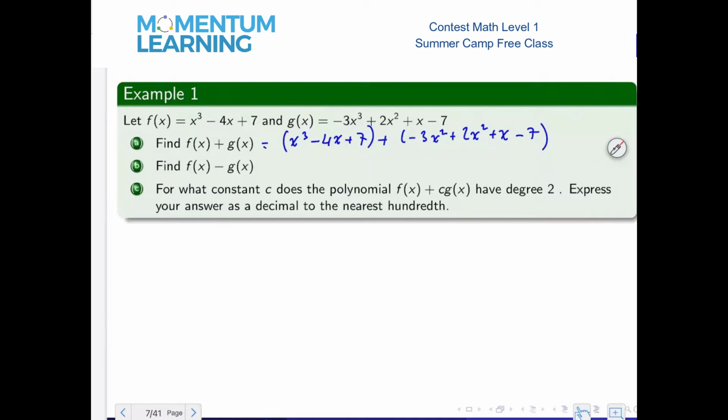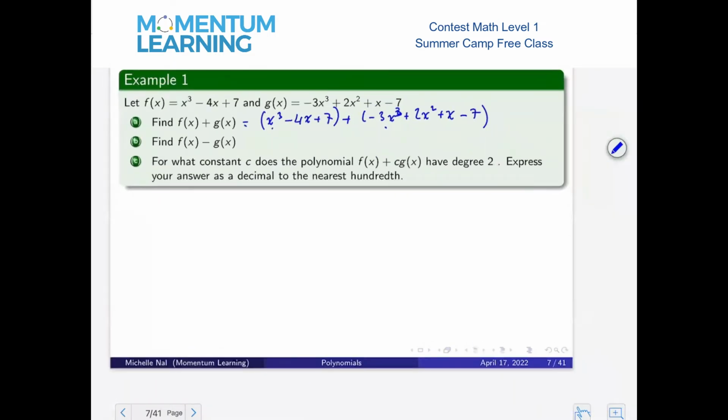As you can see, we have x cubed minus 3x cubed, we just add the coefficients. So we will get negative 2x cubed. There is no x squared term on the f, so that means my only x squared term is going to come from g of x, which is 2x squared. There is negative 4x, here is an x, so minus 3x, and 7 minus 7 is simply 0. Okay, so here is our f of x plus g of x.